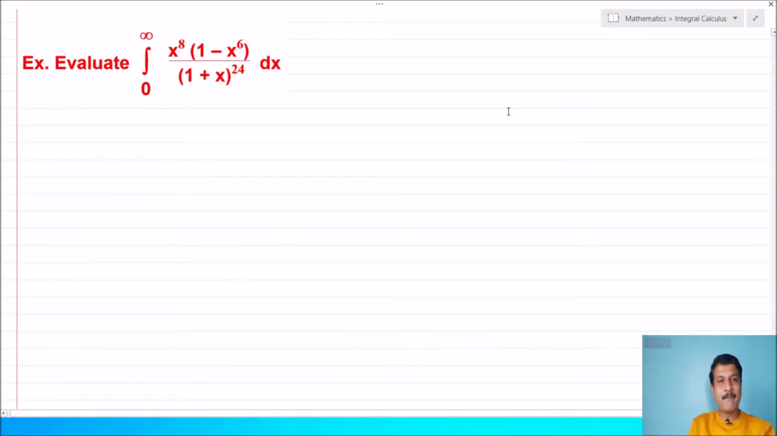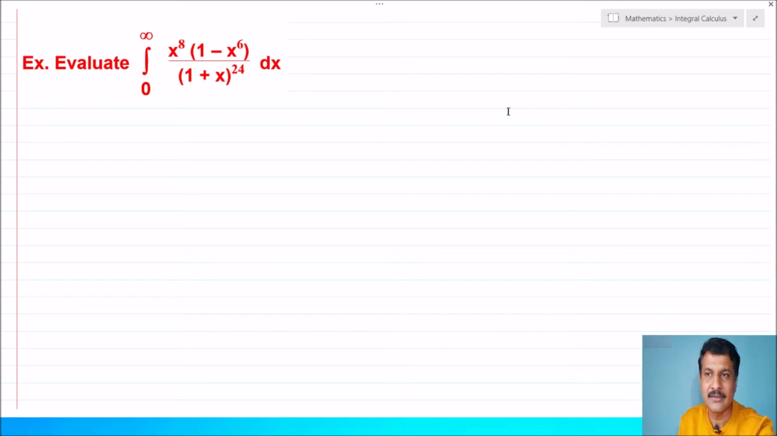So next example, evaluate the integral from 0 to infinity of x raised to 8 into (1 minus x raised to 6) whole divided by (1 plus x) whole raised to 24 into dx. So you just relate this example to either the definition of beta gamma or any property of beta gamma. You can observe here that it relates to the second definition of beta.